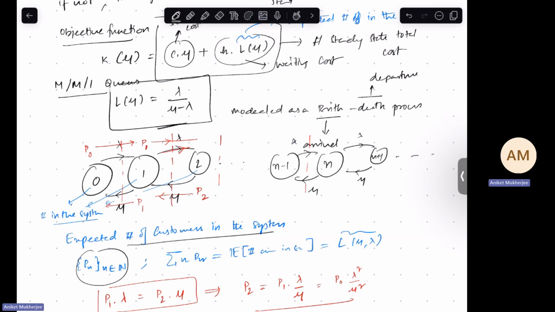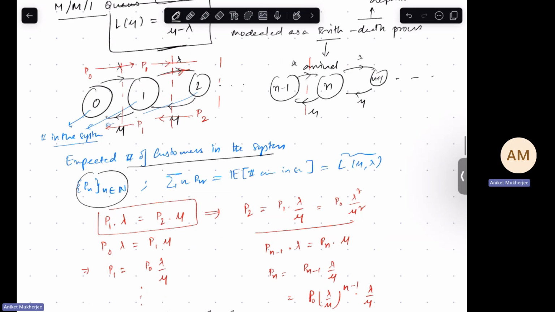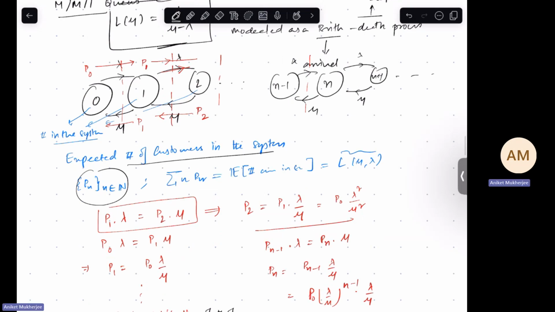Next, we want to calculate the expected number of customers in the system. So basically, you want to calculate the probability of you staying at each state. So we define P0 as the probability that you're in state 0, P1 as the probability you're in state 1, Pn as the probability you're in state n. So the whole flow of finding the closed form, analytical solution of the expected number of customers in the queue is you find Pn, then you calculate summation n into Pn, which is basically the expectation of the number of customers in the system, right?